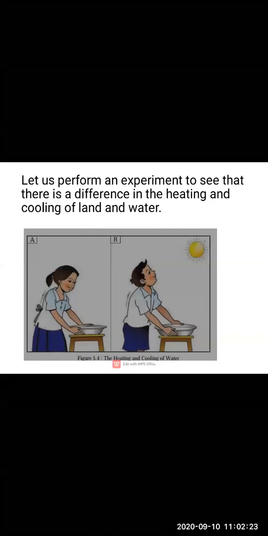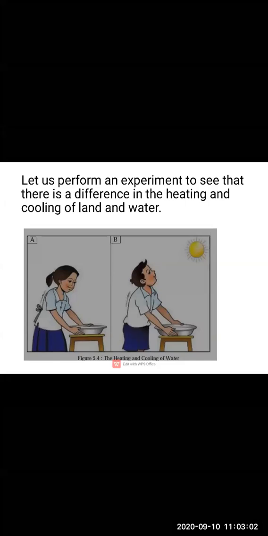Now what happens here is, the pot which was inside the house, its water temperature was cold, according to the room temperature. Whereas the pot which was kept outside received heat from the sun. So its temperature will increase, right?